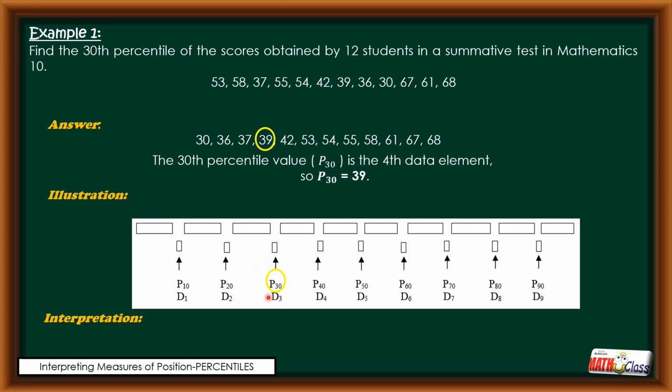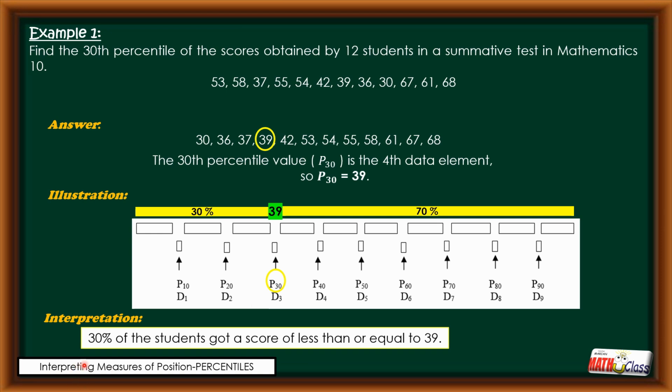Its value is 39. We all know that P30 separates the lowest 30% from the other 70%. 30% plus 70% is equal to 100%. So based on the illustration, we can interpret that 30% of the students got a score of less than or equal to 39. On the other way around, we can also say that 70% of the students got a score of greater than or equal to 39.